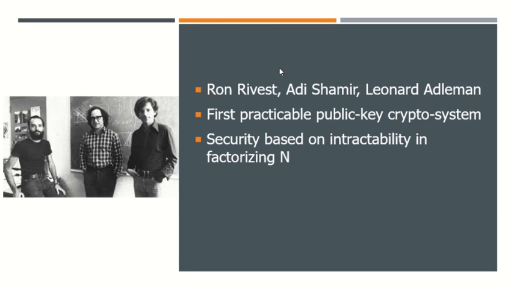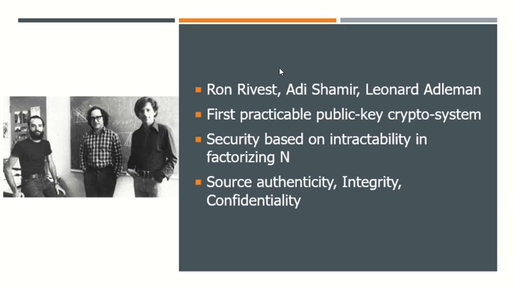Being able to factorize n will allow an attacker to recover the decryption key D to decrypt the encrypted message. It is still being used up to today and is widely used to secure data transmitted digitally in public. It ensures source authenticity, integrity, and confidentiality of digital data.